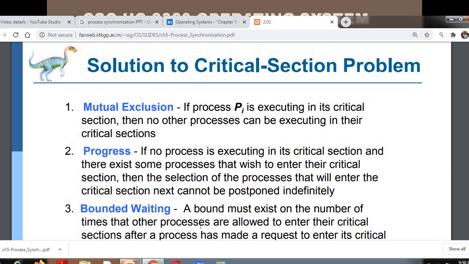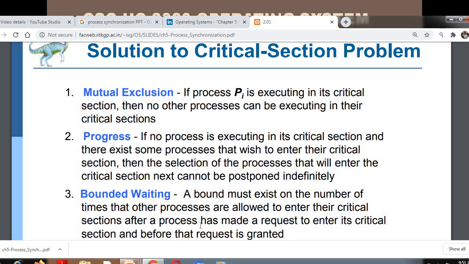So first, mutual exclusion. If process Pi is executing in the critical section, then no other process can be executing in the critical section. That means if any process is executing in the critical section, then no other process is allowed to enter into the critical section. So it is mutually exclusive.